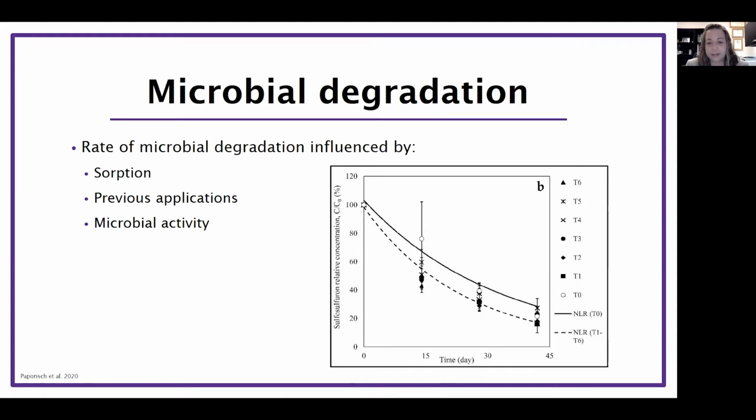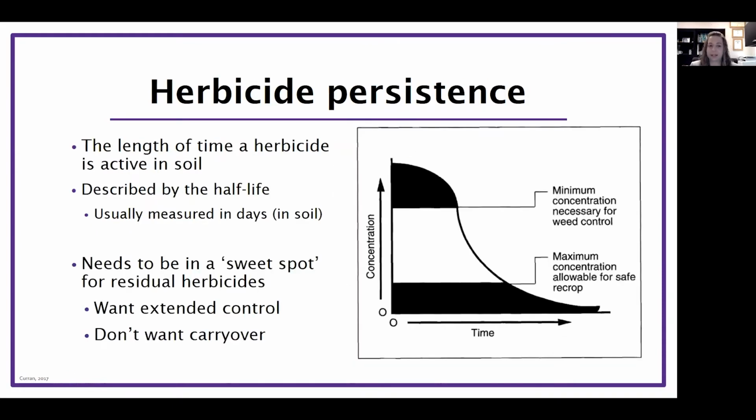This is a more recent research example of a sulfonylurea herbicide and how it breaks down in soils with no history of application, which is represented by the solid line here, versus soils with a history of application, which is represented by the dashed line here. Over 45 days, they saw a more rapid decrease in the concentration of this herbicide in the soils that had a history of previous application. So this can affect how long we get weed control from our residual herbicides.